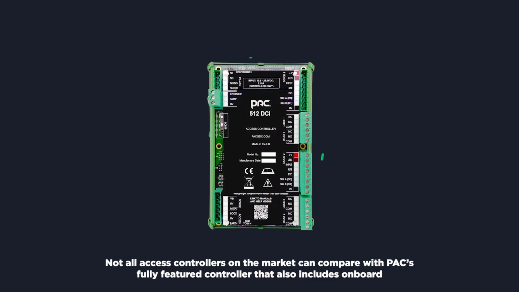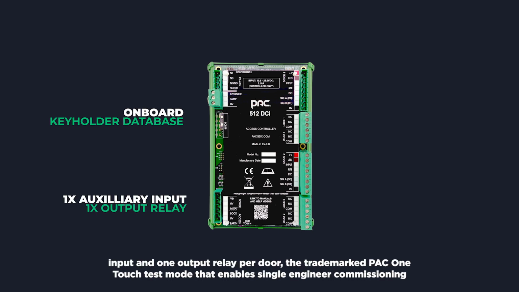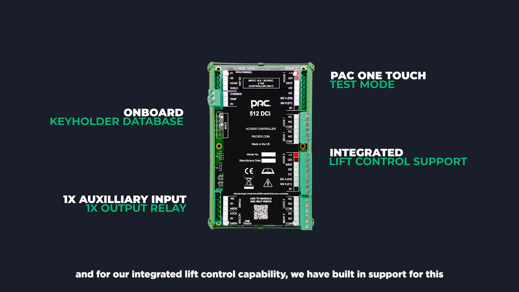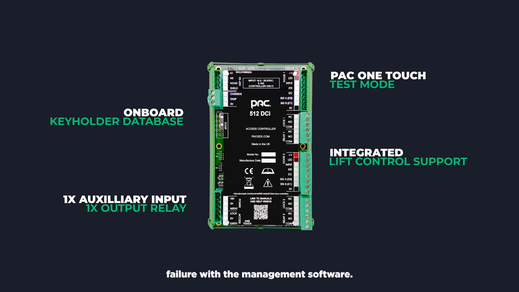Not all access controllers on the market can compare with PAC's fully featured controller that also includes an onboard key holder database that supports rapid and reliable validation of access requests, one auxiliary input and one output relay per door, the trademarked PAC one-touch test mode that enables single engineer commissioning, and for our integrated lift control capability we have built-in support for this to run in an offline mode, which ensures that the lifts continue to operate as configured even in the event of a communications failure with the management software.